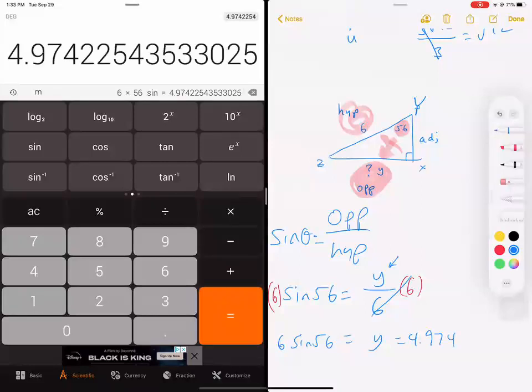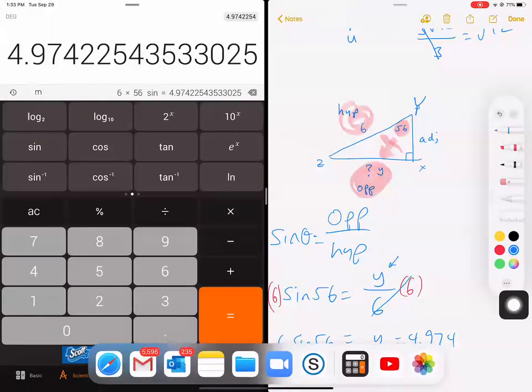I want you guys right now to try it on your calculator to see if you get the same answer. 6 sine 56, you should get 4.974. If you don't, make sure you're in degree mode. This question was asking me for degrees. They gave me 56, that's a degree. So please double check that. If you didn't get that answer, you're either in the wrong mode or you're writing in the numbers in the wrong order. So please let me know.